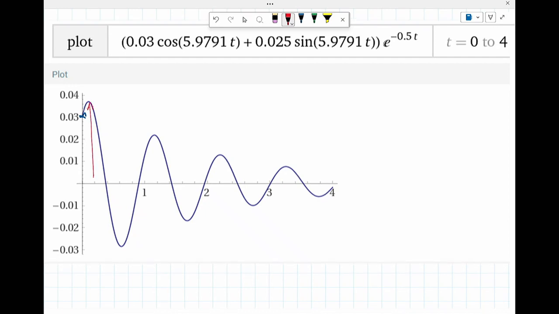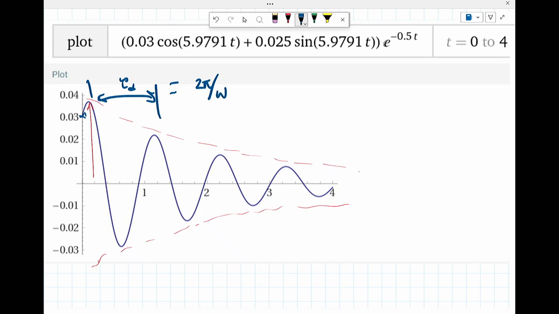So this is the plot of the period. You can say, oh, look, this distance is tau d, which equals 2 pi over omega d. At T1 and T2, the amplitude is different, and it's a decreasing harmonic.